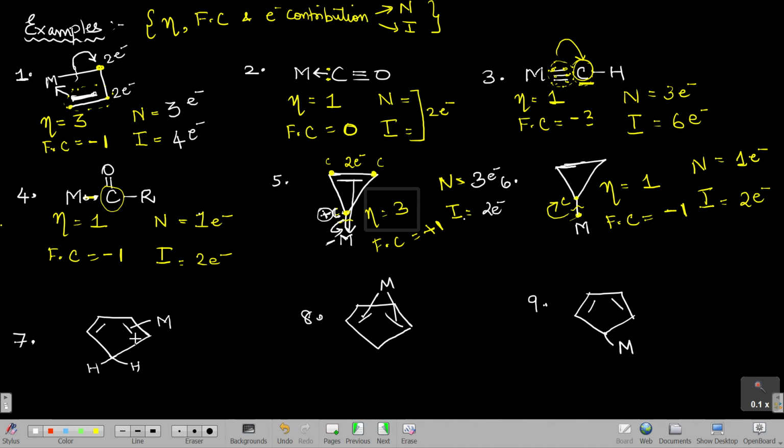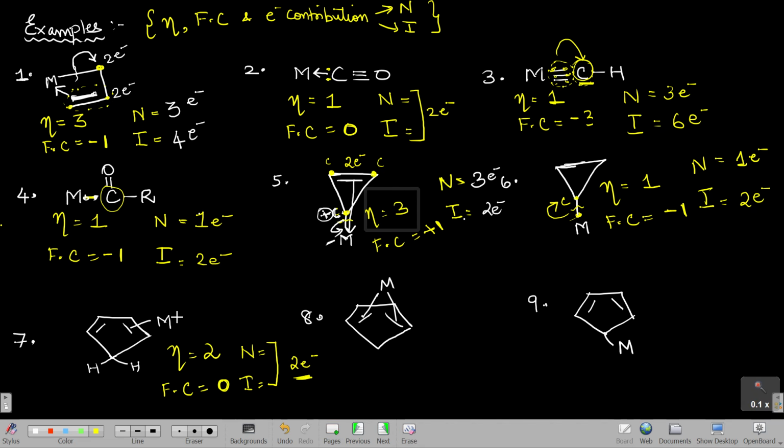Now we come to this example. See, 7, 8 and 9 are 3 structures of the same kind; I have only changed the hapticity of the metal. In the first case, you have 2 carbons attached to the metal through a pi bond, so the hapticity is going to be 2. Now what about the formal charge? There is only pi electron donation and no sigma bond formation, so the formal charge is going to be 0. Then you need to find the electron contribution through both the neutral and ionic methods. Since it's a pi electron donation, the contribution remains the same, 2 electrons in both cases.